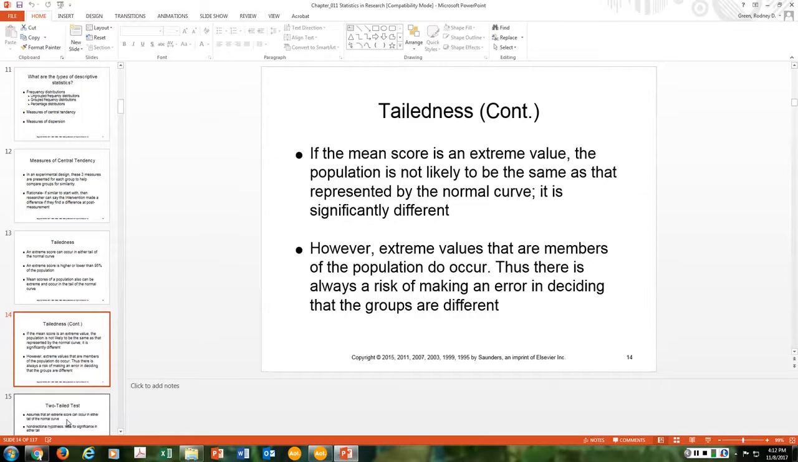If the mean score is an extreme value, the population is not likely to be the same as that represented by the normal curve. It is significantly different. However, extreme values that are members of the population do occur. Thus, there's always a risk of making an error in deciding that the groups are different.